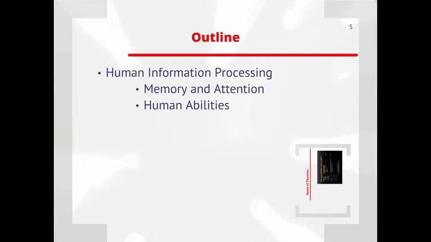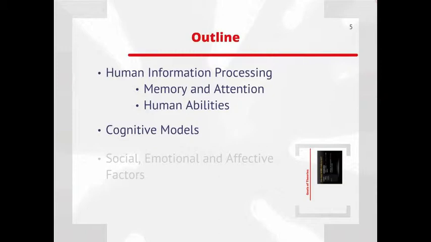Okay, so what we're going to be doing today is breaking up this lecture into a couple different parts. We're first going to be talking about memory as part of human information processing. And after that, we're going to be looking at attention and other capabilities that humans have. After that, we're going to be reviewing week 7, which is where we covered cognitive models. And then in week 10, we're going to be covering social, emotional, and affective factors. And finally, navigation and wayfinding.